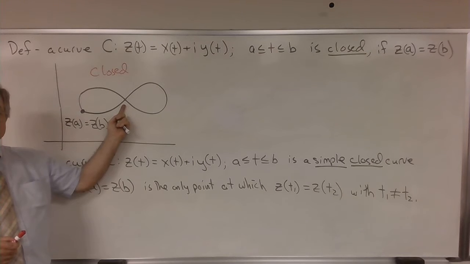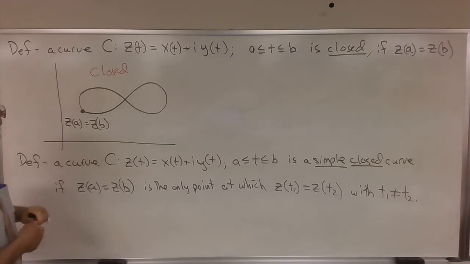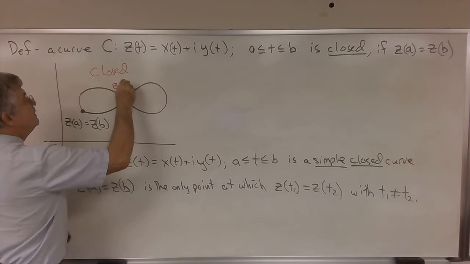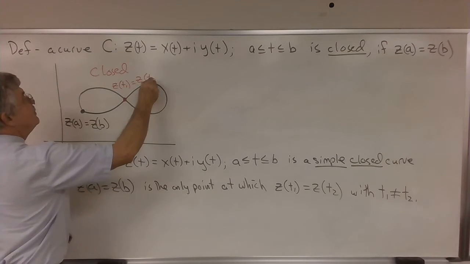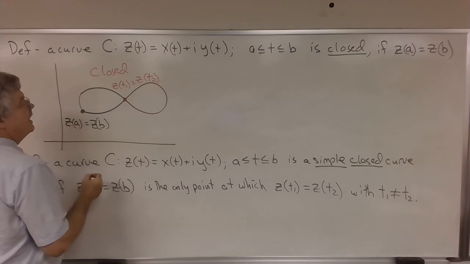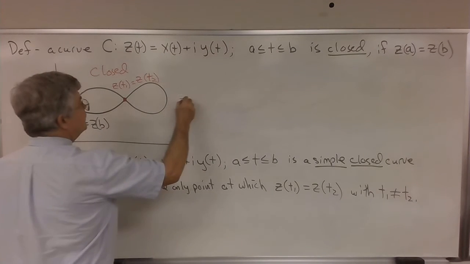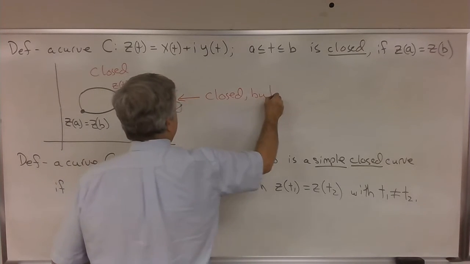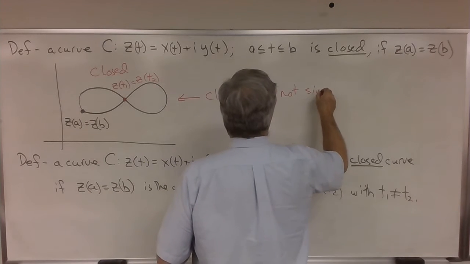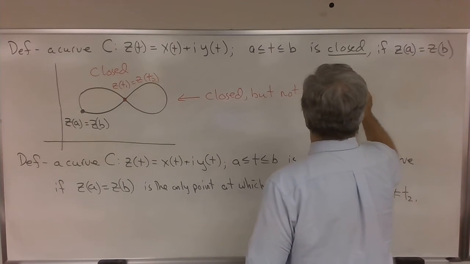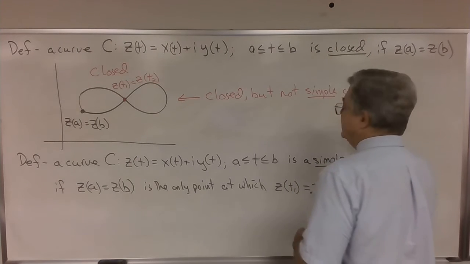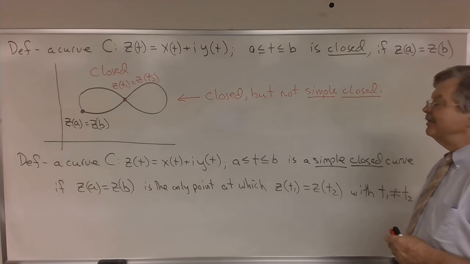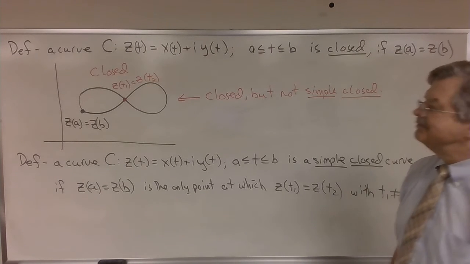That's not the case in this curve, is it? Here's another place. z of t1 equals z of t2, where t1 and t2 are not equal. So this curve is closed, but not simple closed. So I've shown what a simple closed curve is not.